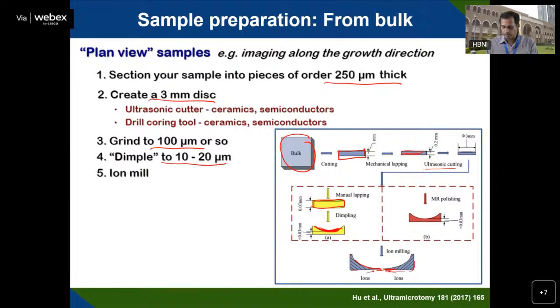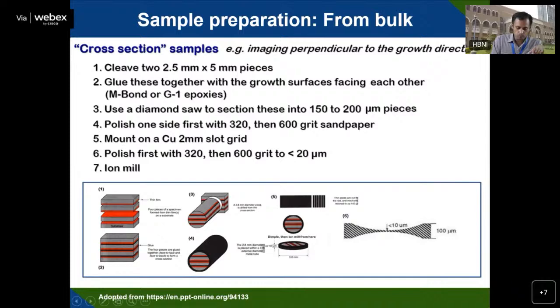But if you want to see the cross-section image, rather than the topographic plan view, you have to cleave this type of spherical and cylindrical shape, cut it, and cross-section multiple layers. Then you will get a thin cross section, and that cross section has to be ion milled to less than 10 micrometers thin, and then you'll be able to see that structure.